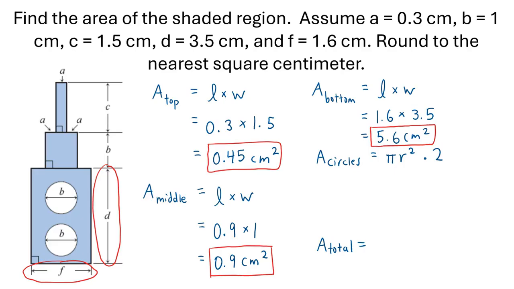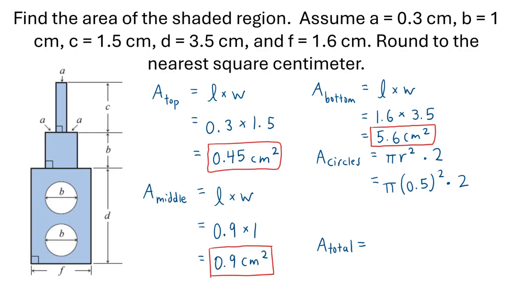Now let's find the area of the two circles. The area of one circle is pi r squared. But since we have two circles that are the same size, we would need to multiply that by 2. Because in the end, we're going to subtract the area of the circles from the total area of this object. The diameter of the circles is B. The radius is half of that. Well, if B is 1, half of that is 0.5. So the radius of these circles is 0.5 centimeters. That gives us pi times 0.5 squared times 2.